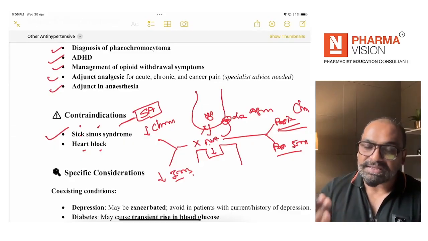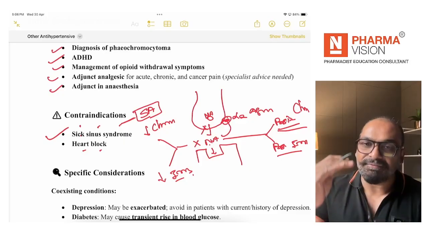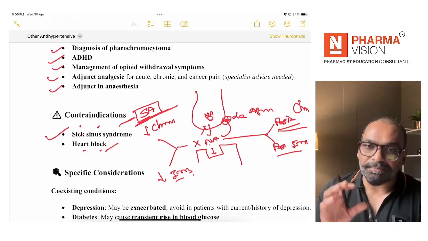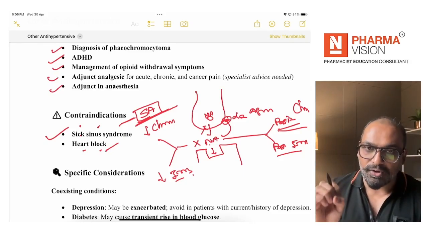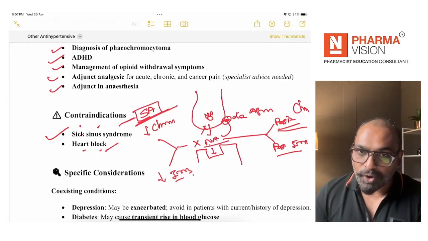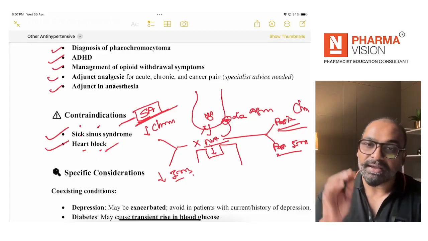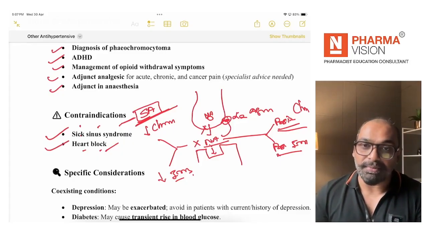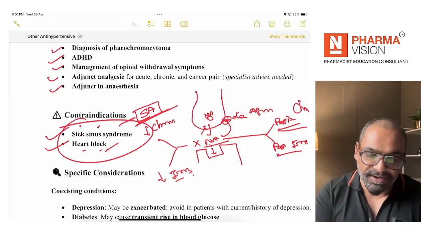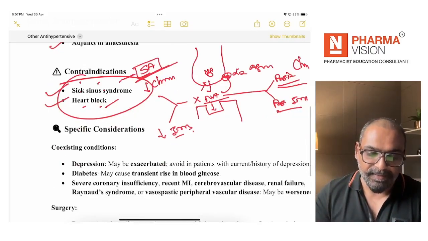Sick sinus syndrome means the patient has a weak SA node, and heart block is similar. The patient doesn't have enough contraction capability and electrical conduction. In that situation, if we give Clonidine, it decreases the total concentration of noradrenaline and its effectiveness, and the patients can get into big trouble if they have sick sinus or heart block conditions. This is a very, very important point to keep in mind.